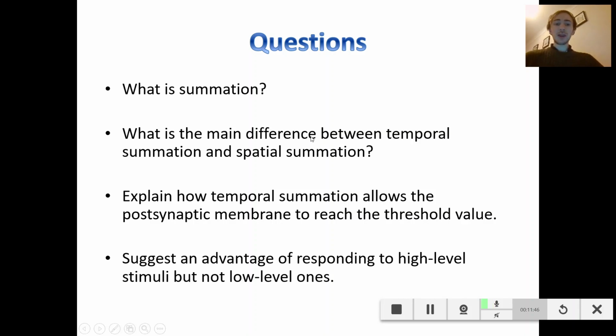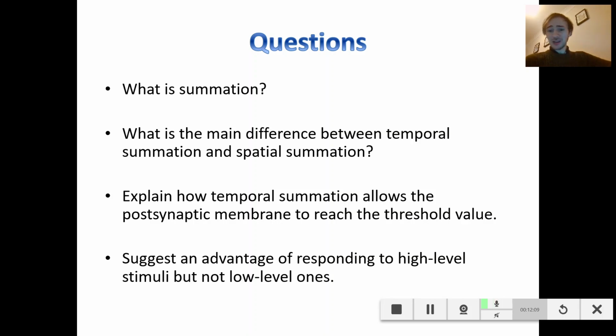The difference between temporal summation and spatial summation, the main one, probably the best way of putting it, is the number of neurons. Spatial summation requires multiple neurons, temporal summation requires only one neuron. The other difference is spatial summation only requires each neuron to be activated once. Temporal summation requires each neuron to be activated multiple times.